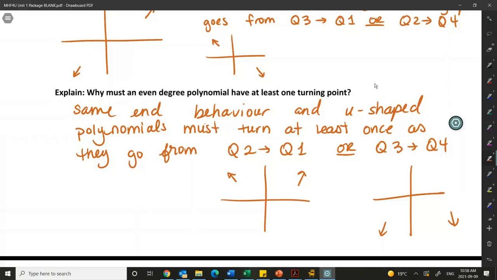Usually we go left end to right end. So this is 3 and this is 4. Normally we'd say 3 to 4.